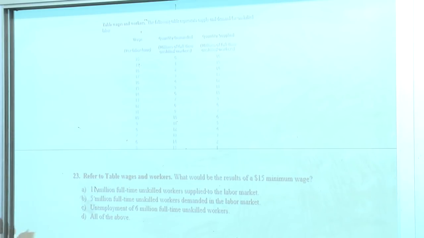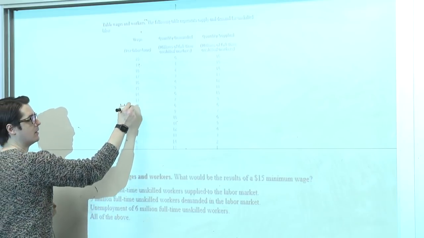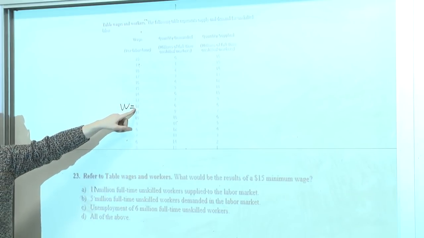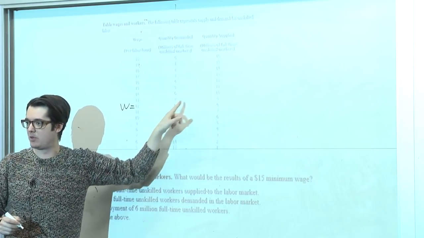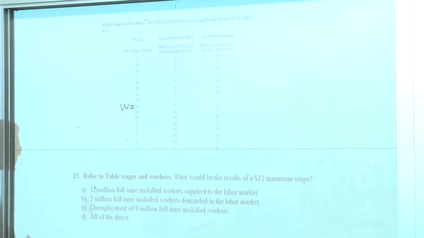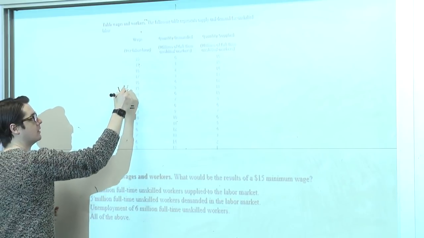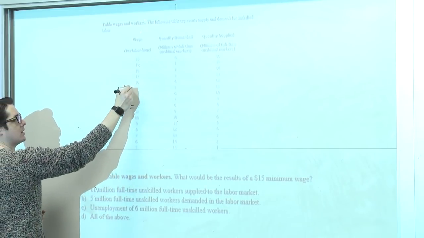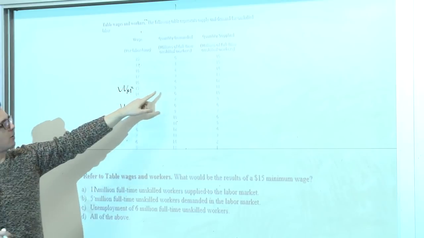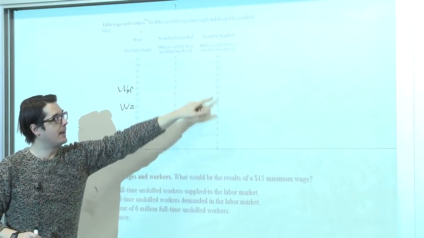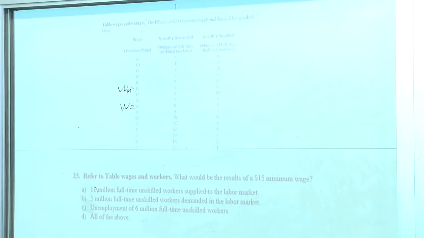Yeah, good. So our equilibrium wage is 12, because that's when quantity demanded and quantity supplied are the same, right? They're both 8 here. Okay, but we are going to put in a $15 minimum wage. So I'm going to write W subscript M there for minimum. And at that wage, we have a quantity demanded of 5 and a quantity supplied of 11.